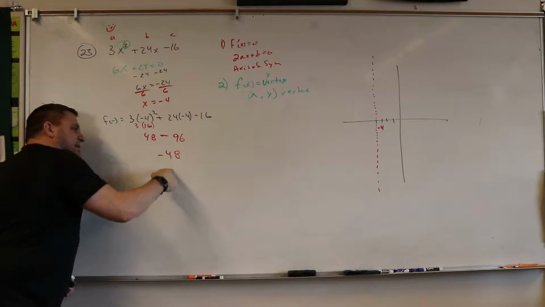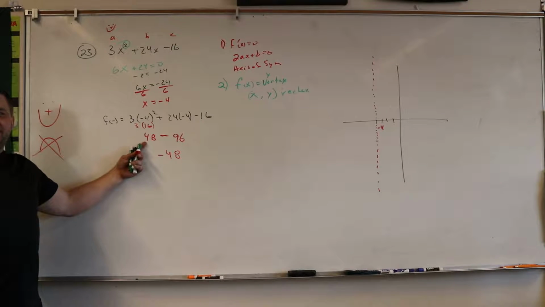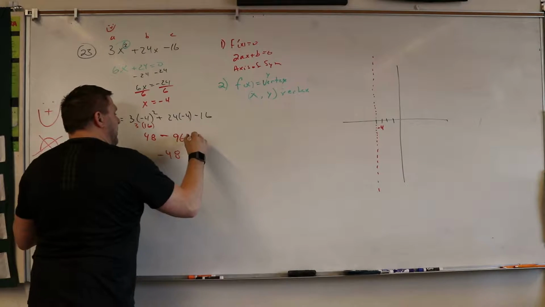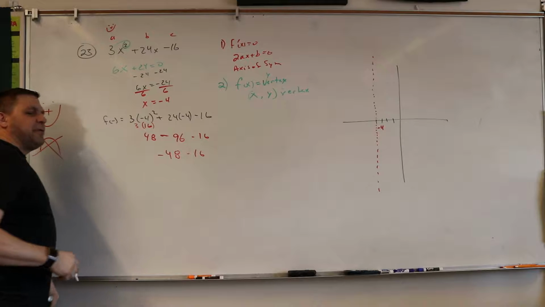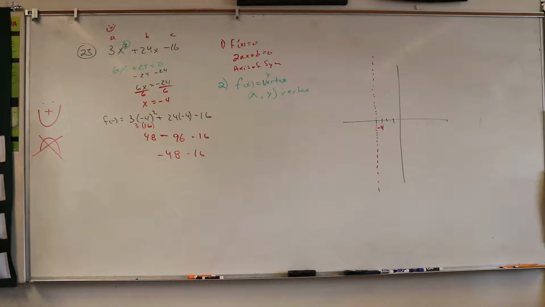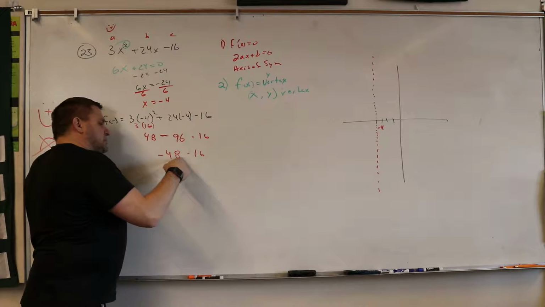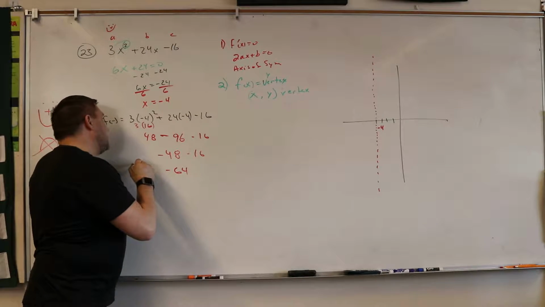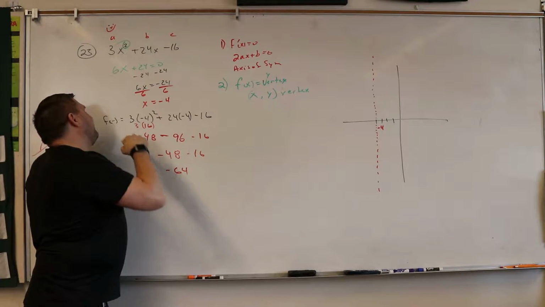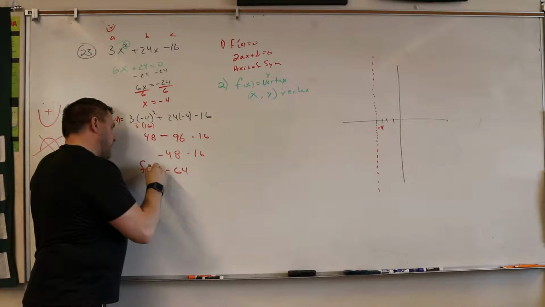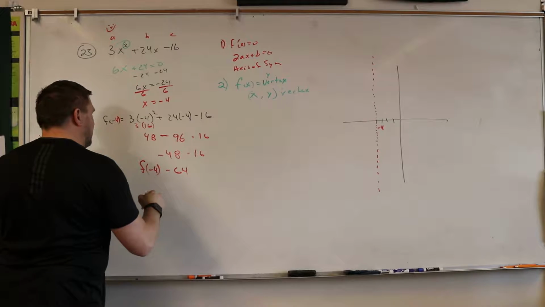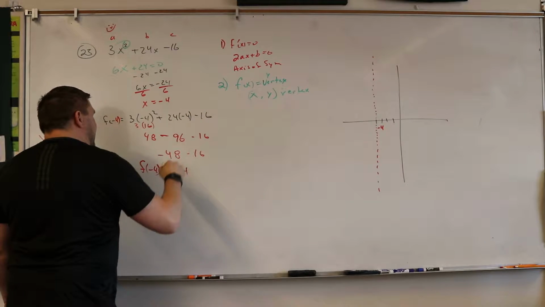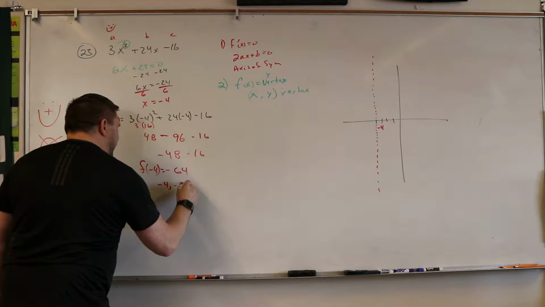If this is always the opposite of this, are we on the right track? Yes. Minus 16, minus 16. What is negative 48 minus 16? That's 64. That's a big number. So f of negative 4 is negative 64. That means our vertex is negative 4, negative 64.